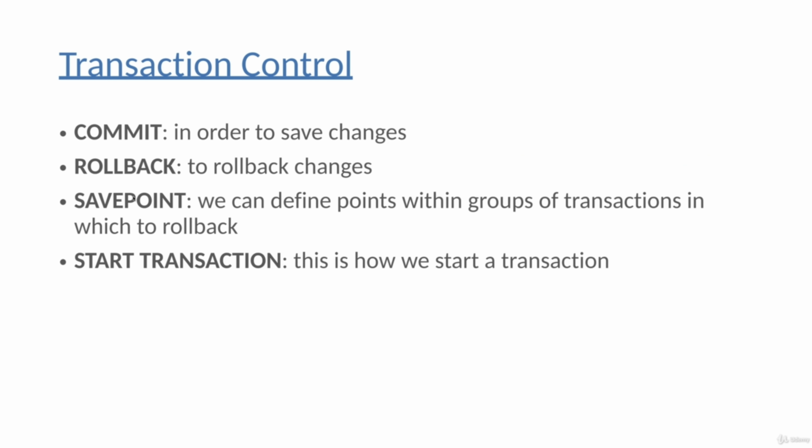Of course, there are several keywords we are going to use. First of all, we can start a transaction with the help of the start transaction keyword. So this is how we can start a given transaction. There is the so-called commit keyword in order to save the changes. There's the rollback keyword in order to roll back changes, so undo operations. And we can define save points within groups of transactions to which to roll back. So these are the keywords we are going to talk about in the coming lectures.